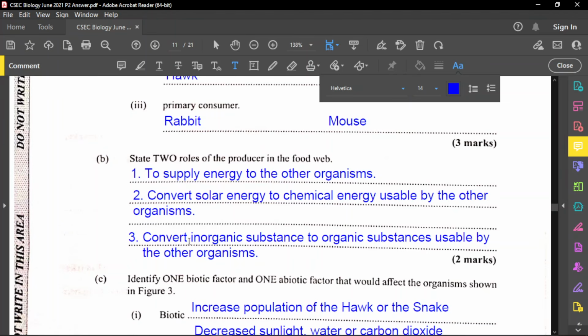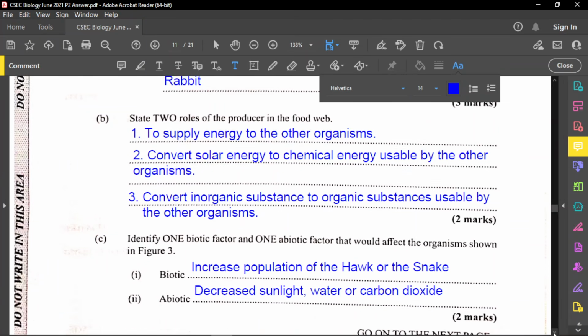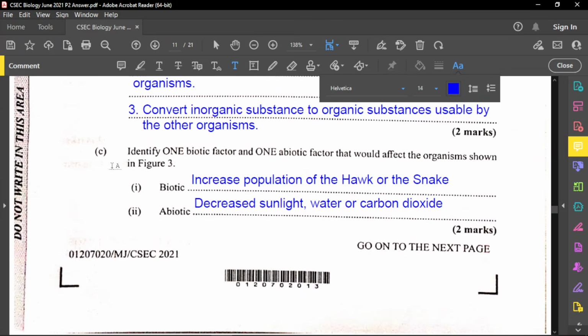All right, and so again, producers convert inorganic substances, here carbon dioxide and water, to organic substances, and the organic substances are usable by the other organisms. So glucose molecules, for example, are taken in, and of course, the glucose molecules can be used to produce different substances within the animals. And now we have part C, which is to identify one biotic factor and one abiotic factor that would affect the organisms shown in figure 3.